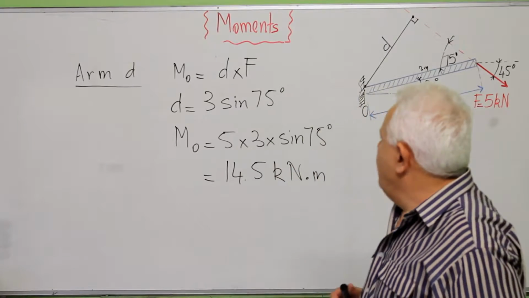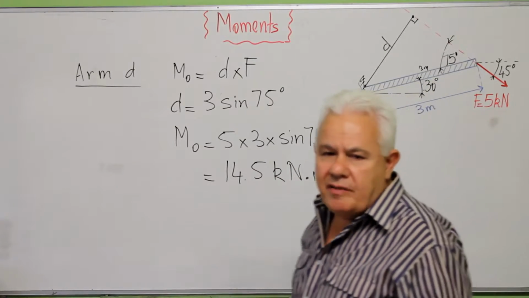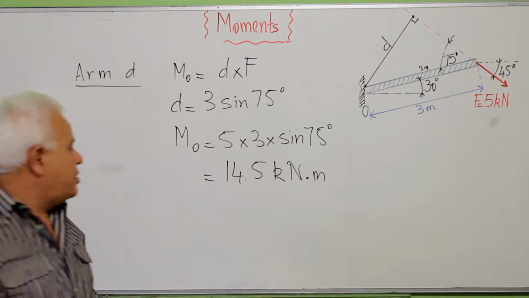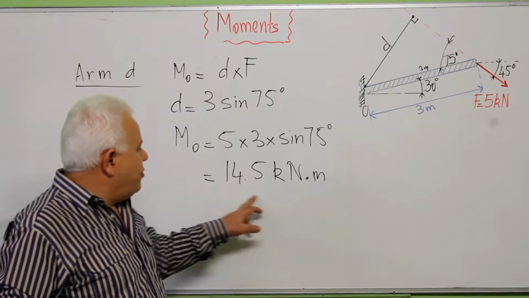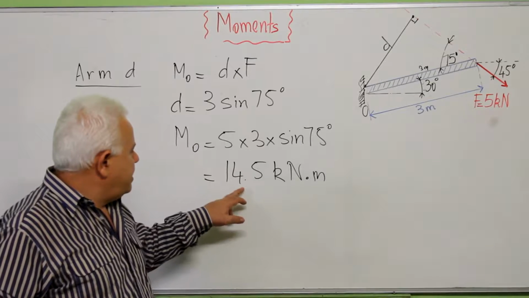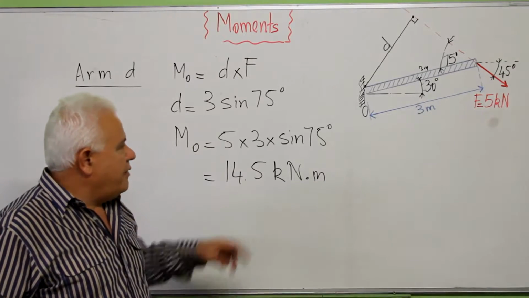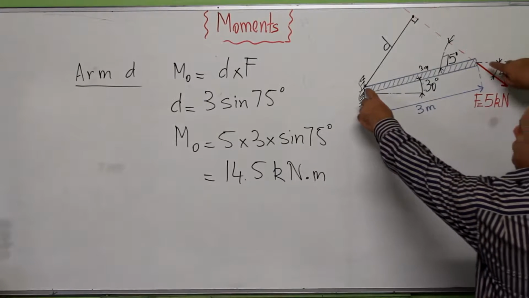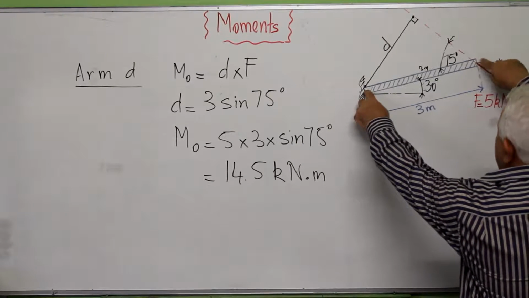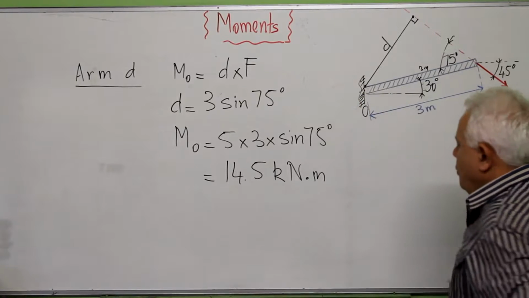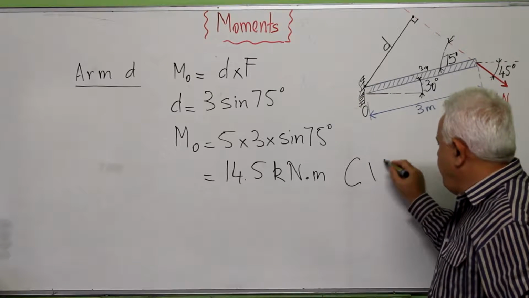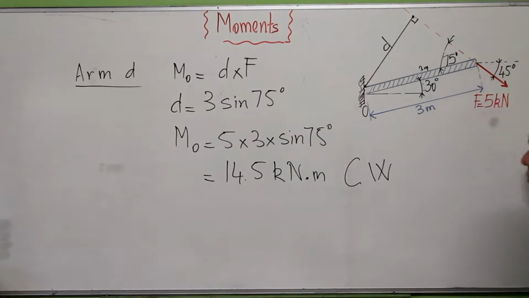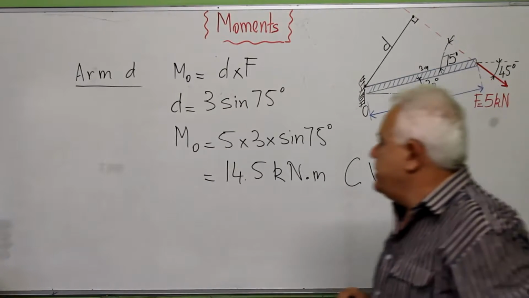Of course, I haven't talked about the direction of the moment, because the moment is in fact a vector, and a vector has a magnitude and direction. So the magnitude of the moment is 14.5, and the tendency to turn this rod is clockwise. The rod, if we apply a force, will turn clockwise.